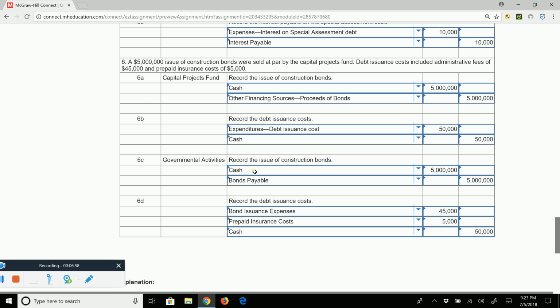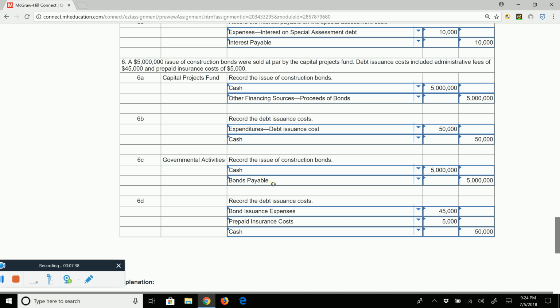A $5 million issue of construction bonds were sold at par. So no premium, no discount. They were sold at par. And we had some debt issuance costs of $45,000 and prepaid insurance of $5,000. So in the Capital Projects Fund, we're going to receive the $5 million bond by debiting cash, crediting other financing sources. While 6A is being recorded in the Capital Projects Fund, 6C is reported in the government-wide: debit cash, credit bonds payable. So clearly there is a difference in the accrual and modified accrual.